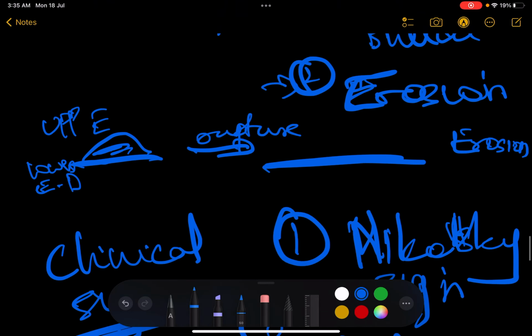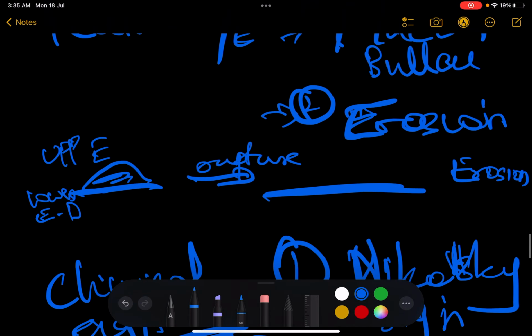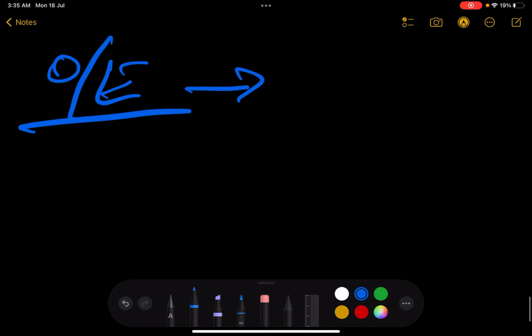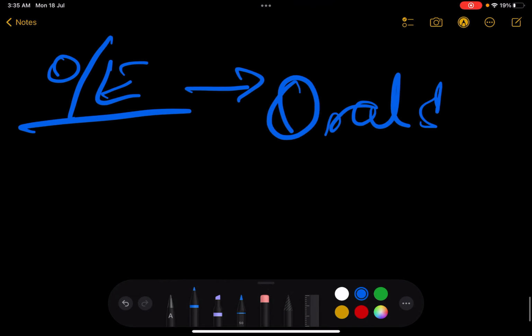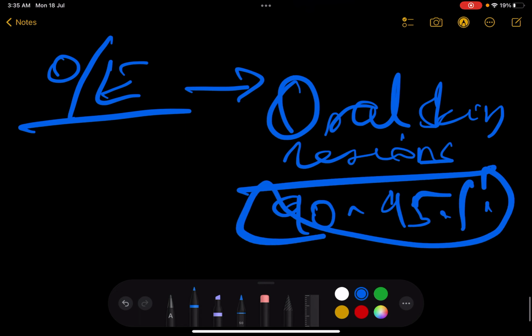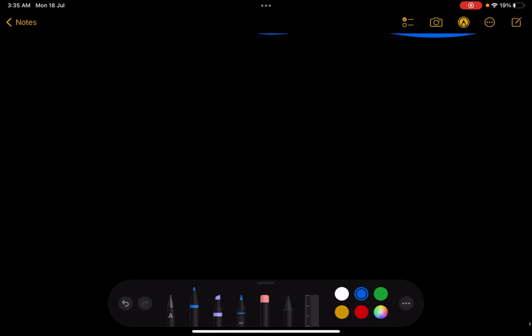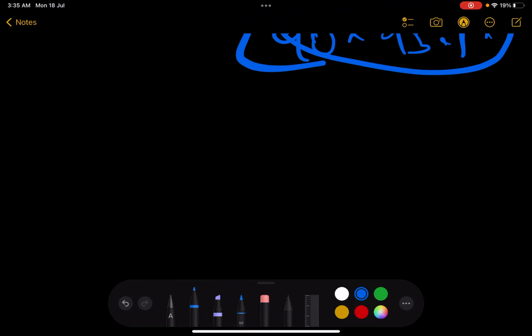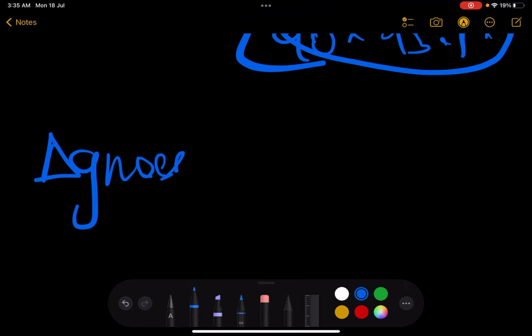Now, the other very important thing on examination, which I missed out and should have mentioned, is that you can also see oral skin lesions, and that is a diagnostic factor, because 90 to 95% of patients have oral lesions when it comes to pemphigus vulgaris. How do you want to diagnose it? Let's come to the diagnosis really quick.